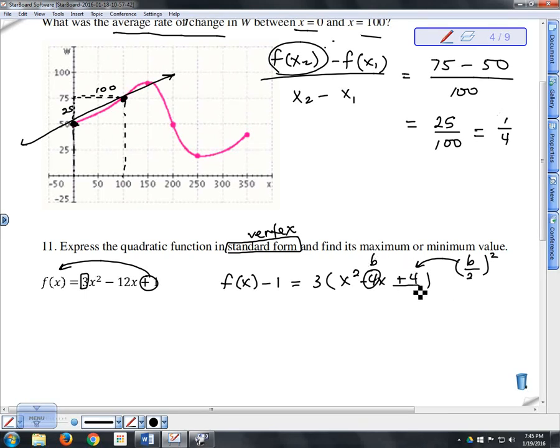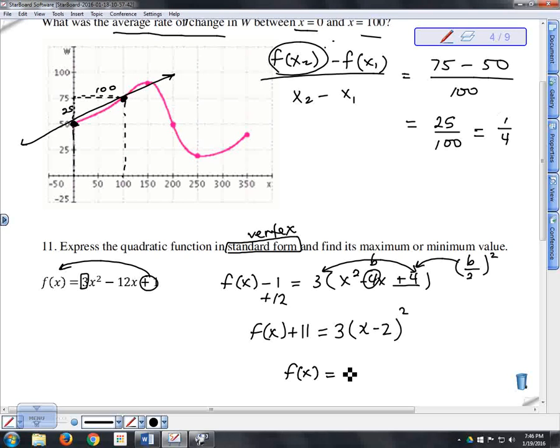So I'm going to place a plus 4 there, and now you have to consider 4 times 3 is 12, so I've really added a 12 to the right side, so that means I have to add 12 to the left side. Now we've got f of x plus 11 is equal to 3, and then x squared minus 4x plus 4, that can be factored into x minus 2 multiplied by x minus 2, or x minus 2 to the second power, and then I'm going to subtract the 11, so f of x is equal to 3 times x minus 2 squared minus 11.